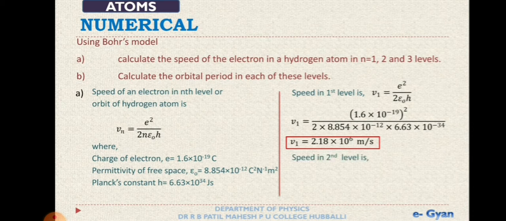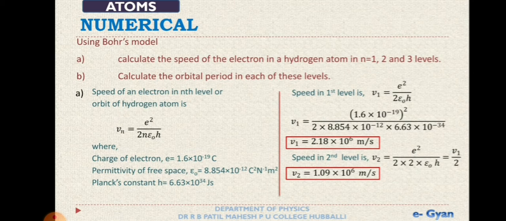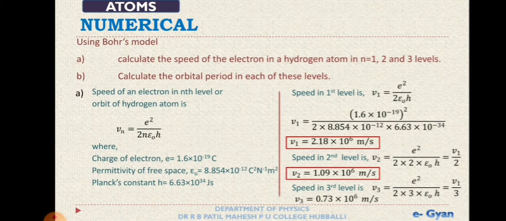Then, the speed in second level is given by V2 = e² / (2 × 2 ε0 h), which can be written in terms of V1 as V1/2. So therefore, V2 = 1.09 × 10^6 meter per second. And the speed in third level is V3 = e² / (2 × 3 ε0 h), which can be written as V1/3. So hence, V3 = 0.73 × 10^6 meter per second.